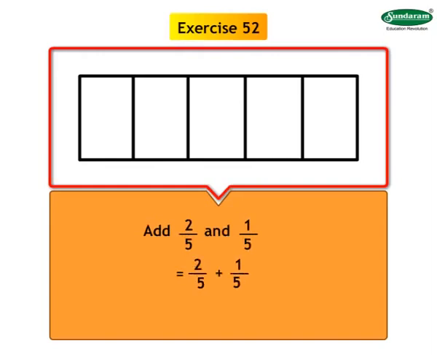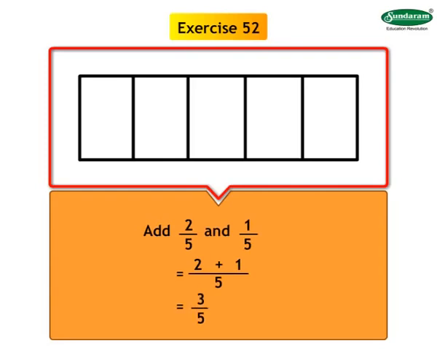For this, add the numerators only. Write the denominator as it is. Thus, 2 upon 5 plus 1 upon 5 is equal to 2 plus 1 the whole upon 5. Thus, 2 upon 5 plus 1 upon 5 is equal to 3 upon 5.